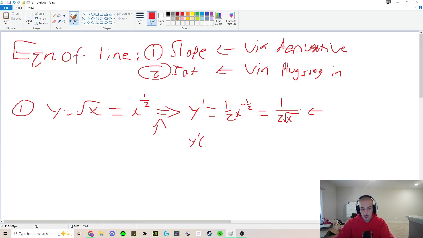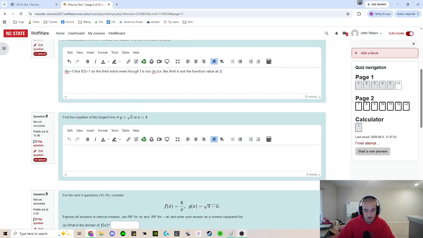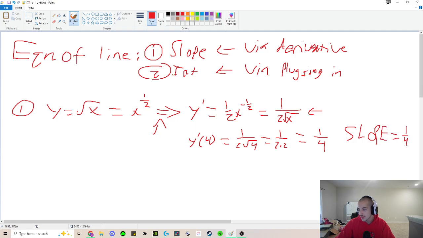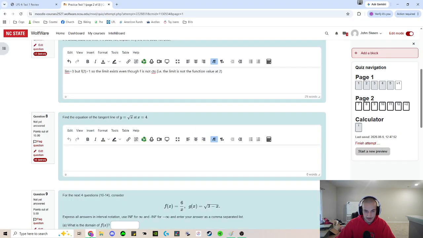This means, what is our slope at the point? Well, our slope here, that's at 4, right? So y prime of 4 is 1/2 times root 4, which is 1/2 times 2, which is 1/4. Okay, so our slope is 1/4. If you write 1/4 as your answer, that's wrong, because that is just a number, right? We need the equation of a tangent line.